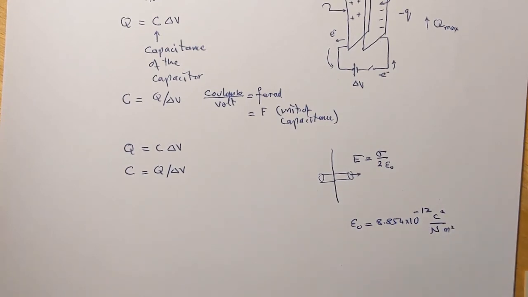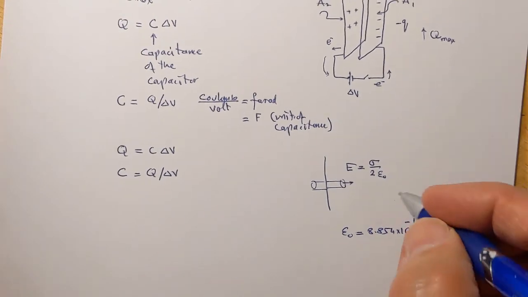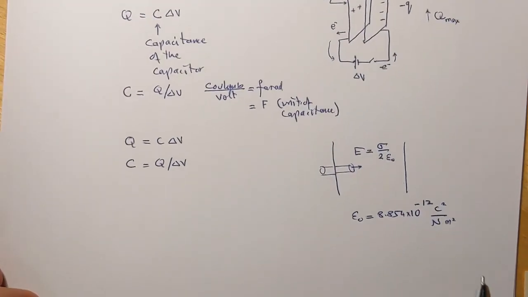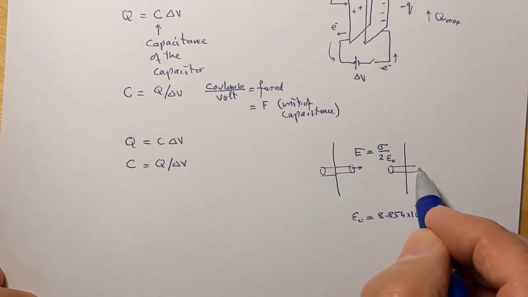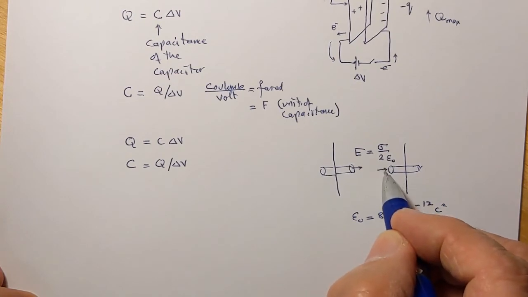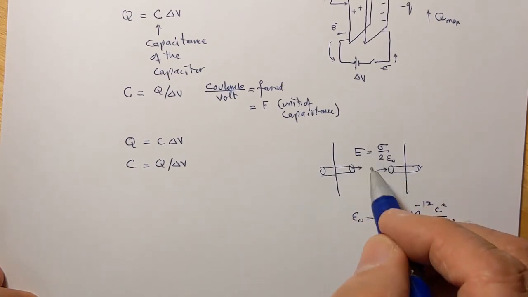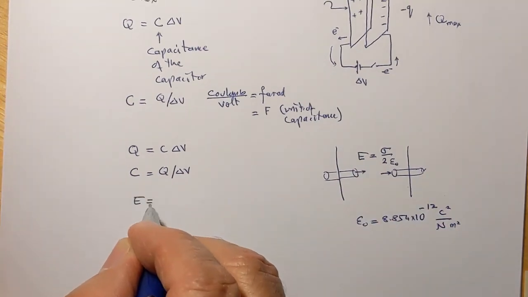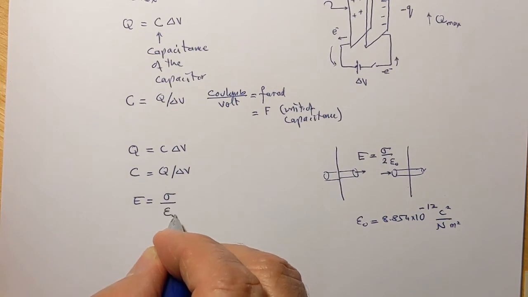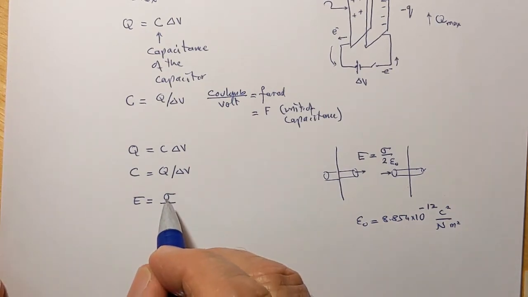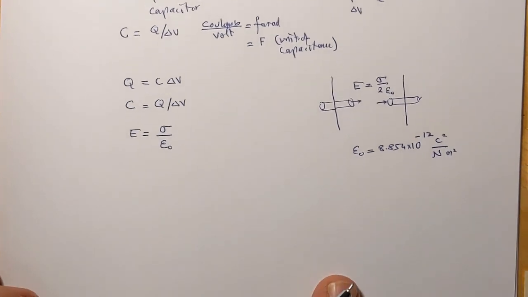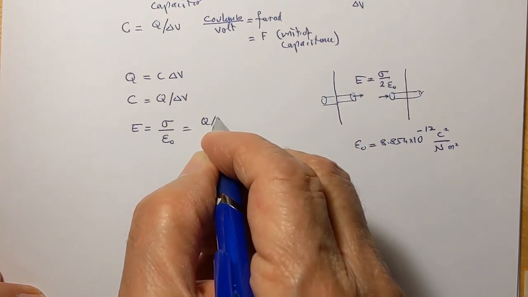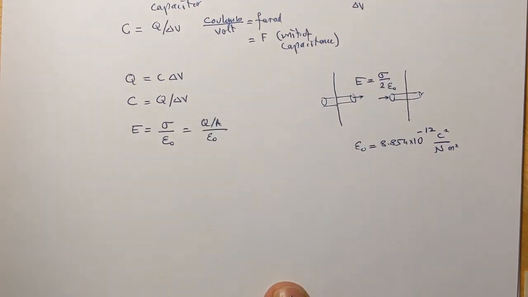Now, we have another plate over here. These are two parallel plates. The other plate also has the same thing, and it has an electric field of the same value. And so the electric field in between these is twice that of each of them. So the electric field in between the plates becomes sigma over epsilon naught, where sigma is the charge density, that is the charge per unit area of this plate. So it's Q over A over epsilon naught.